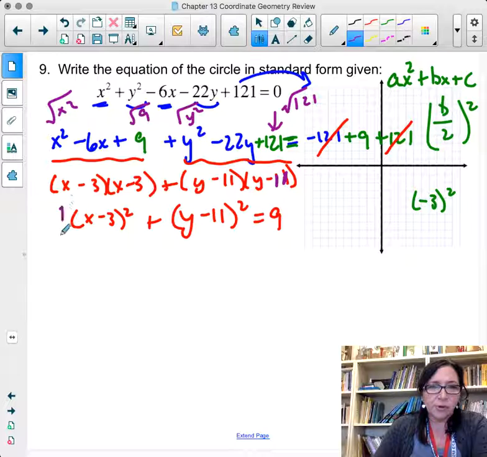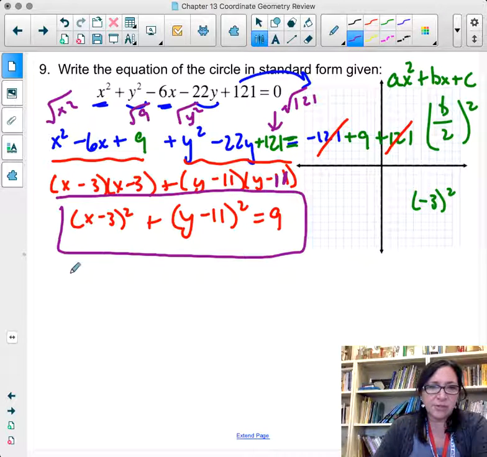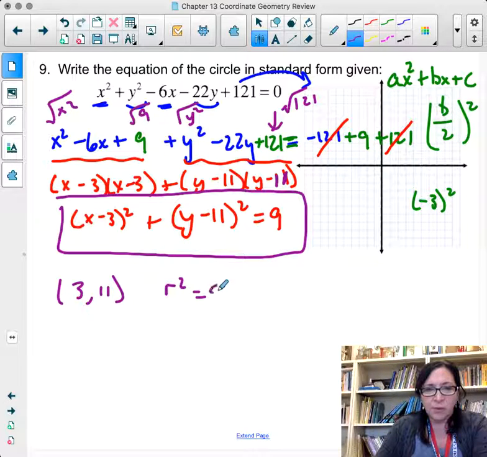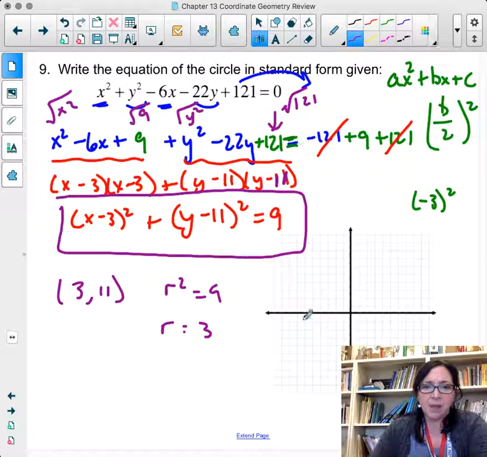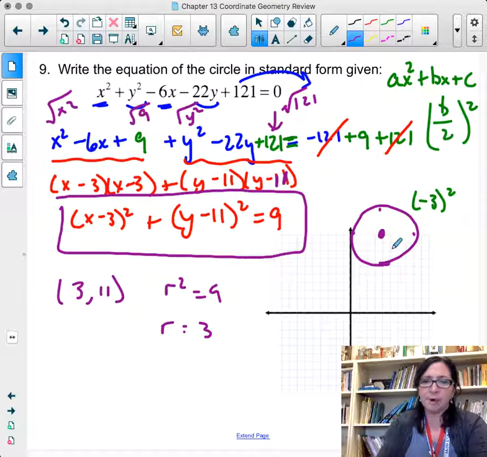Anyway, here's my circle in standard form. Stating the center. The center is going to be 3, 11. And if r squared equals 9, then my radius is equal to 3. And if I wanted to graph this, I would say go over 3, up 11. There's the center. And then I'm going to go 3 in all directions. And in doing that, I'm going to have a little circle up there at the top.